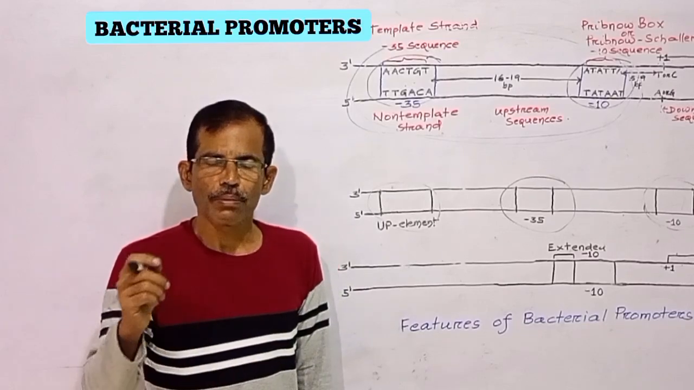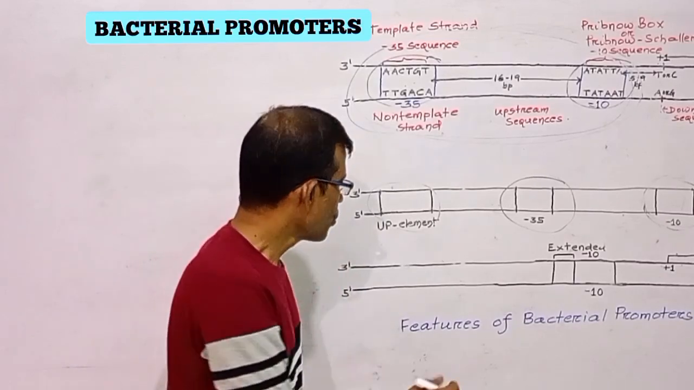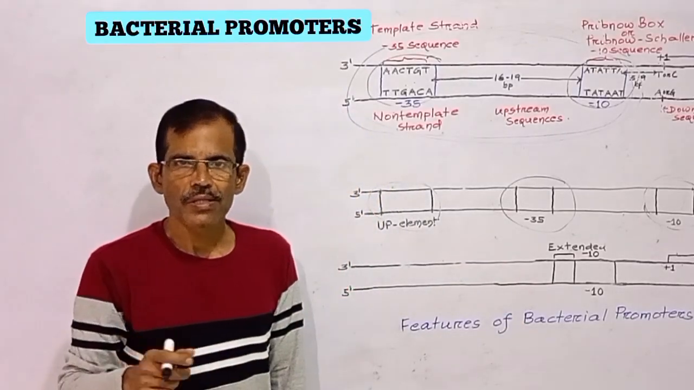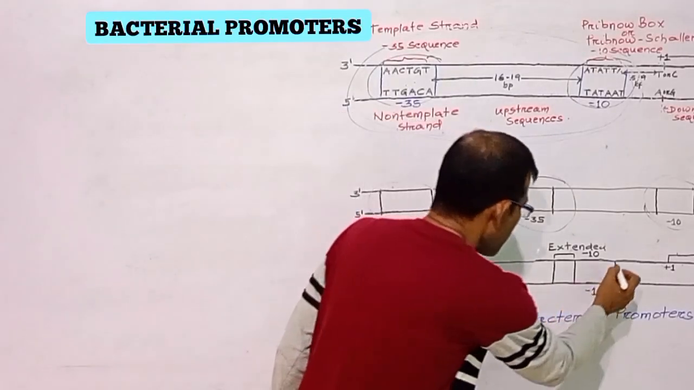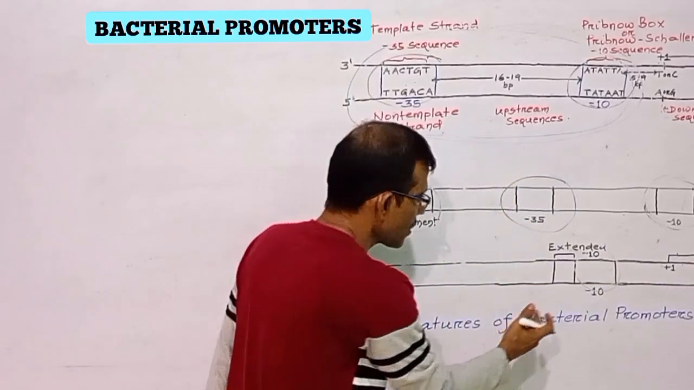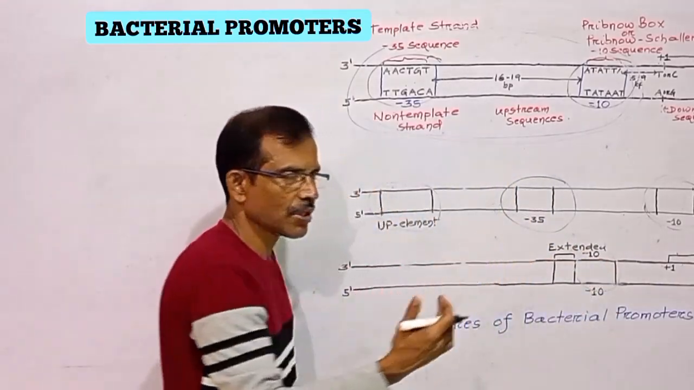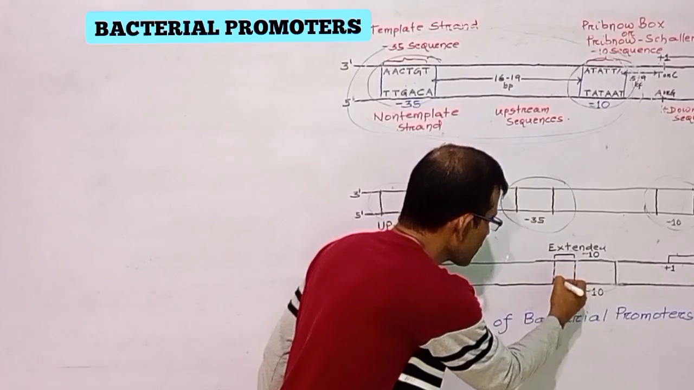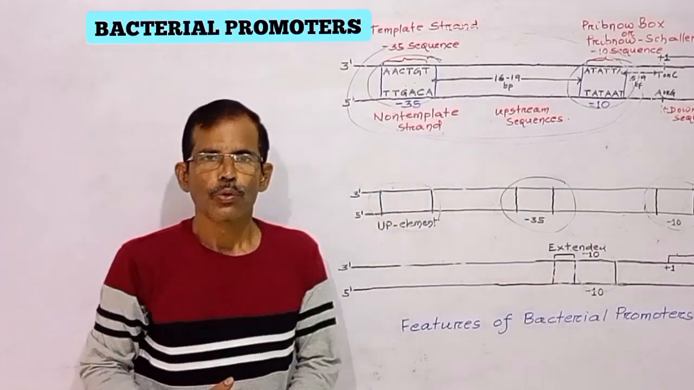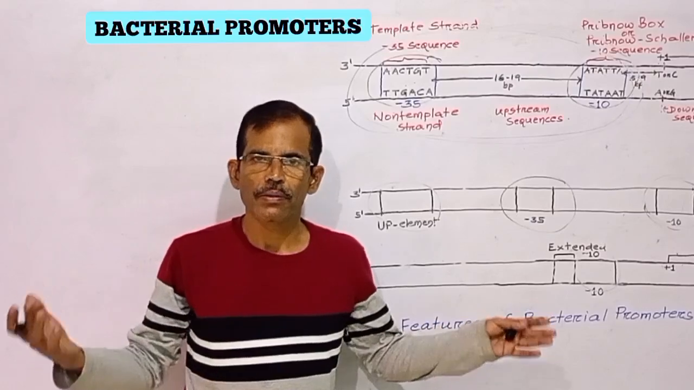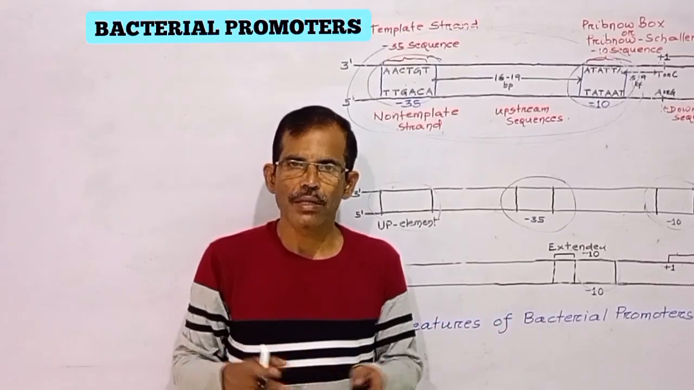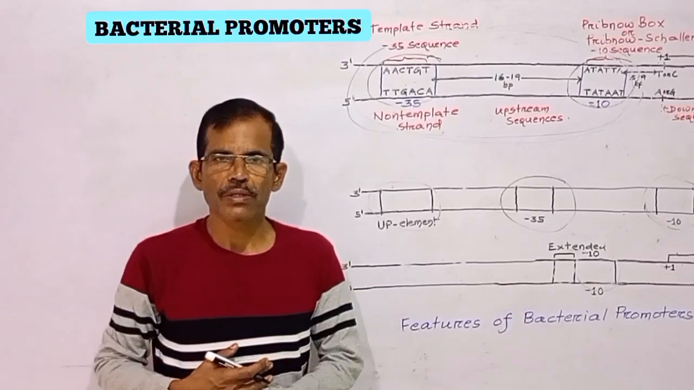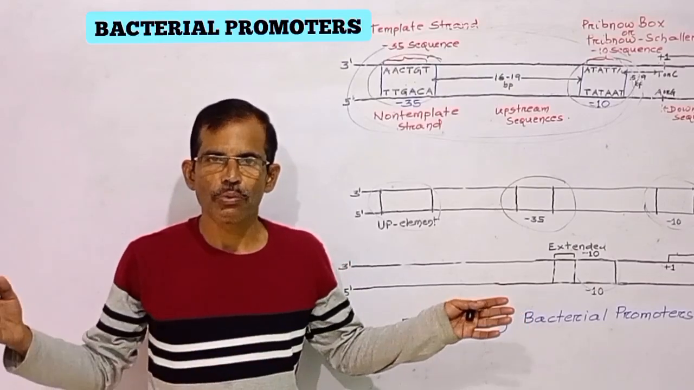Another class of sigma 70 promoters does not have the -35 sequence. In such cases, the standard -10 region is extended at its upstream end. This additional sequence is called the extended -10, which provides additional contact between the enzyme and the DNA, thereby compensating for the absence of the -35 sequence.